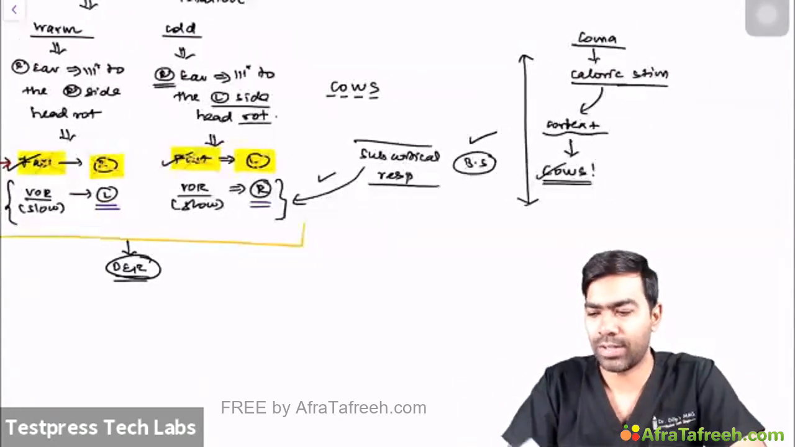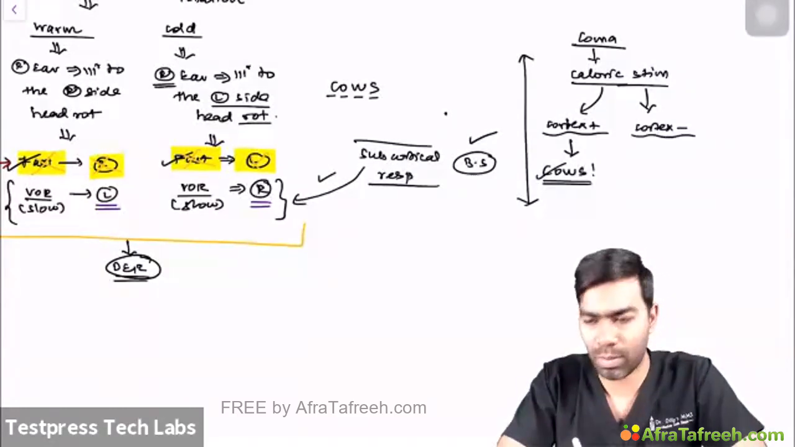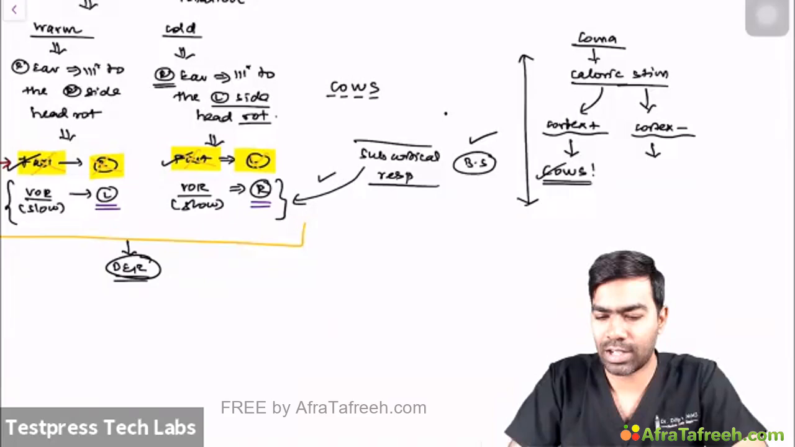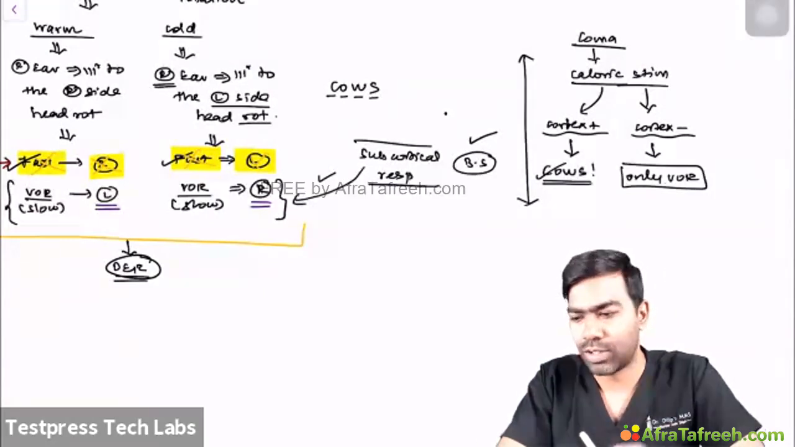So that's fine. Suppose the patient is having decorticate rigidity, or a cortex issue, so the cortex is not intact, so there is some severe cortical problem. In this setting, you will not see the COWS; you will be seeing the vestibulo-ocular reflex alone. So it's very simple to understand.